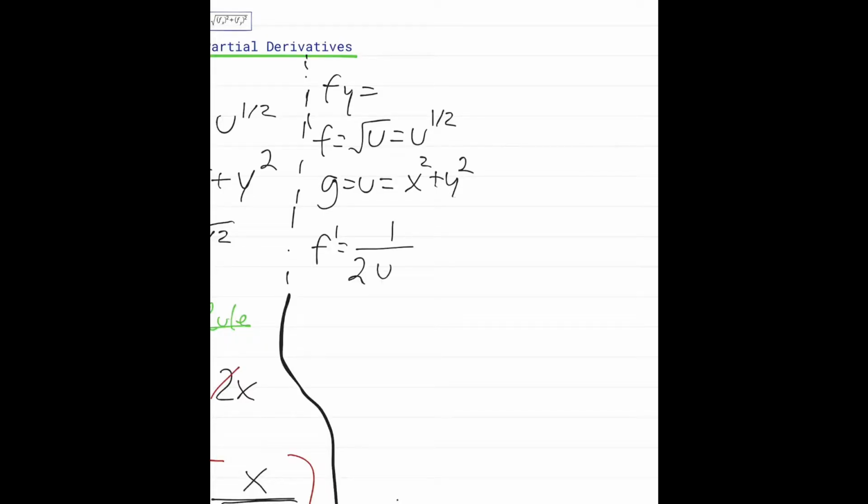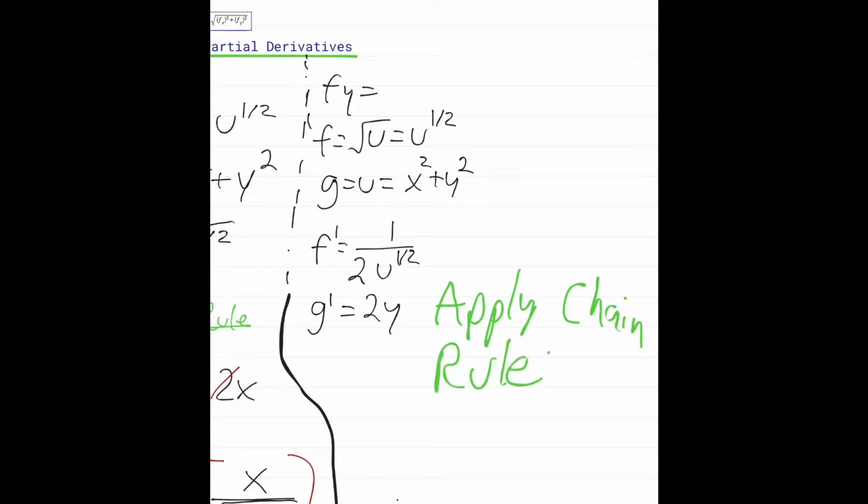The derivative of u to the 1/2 is 1/2 times u to the negative 1/2, which you can rewrite as 1/2 times u to the positive 1/2, as long as you keep it in the denominator. And the derivative of the inside function g prime, with respect to y, because this is partial y now, not partial x: our x squared is a constant, so the derivative of a constant is 0. Our y squared, however, has a derivative with respect to y of 2y. So now we're going to do the same thing. We're going to apply the chain rule.